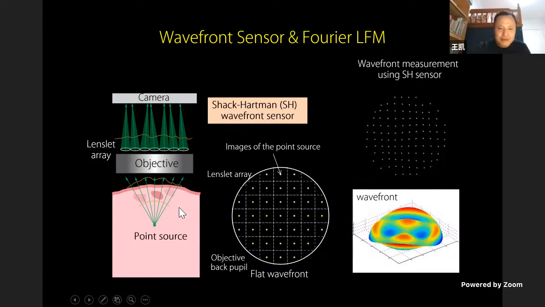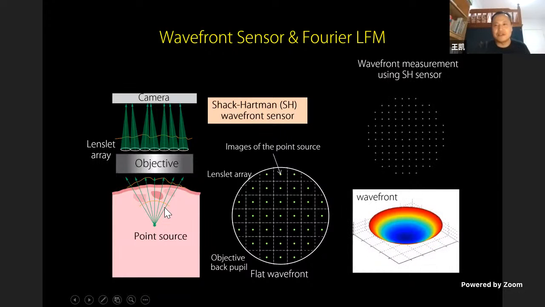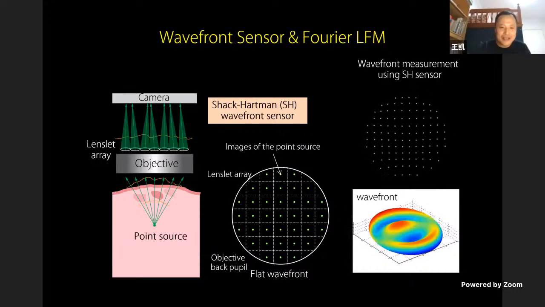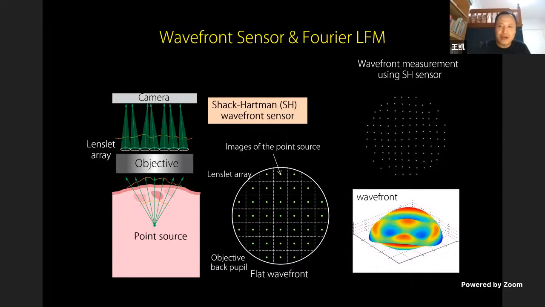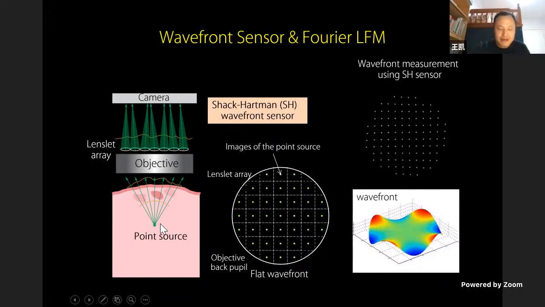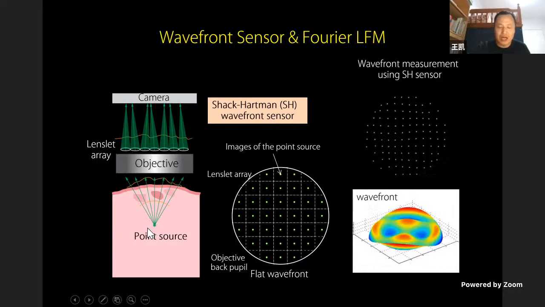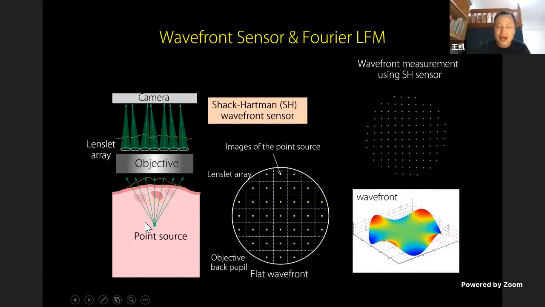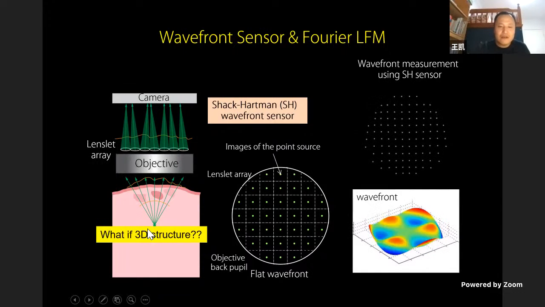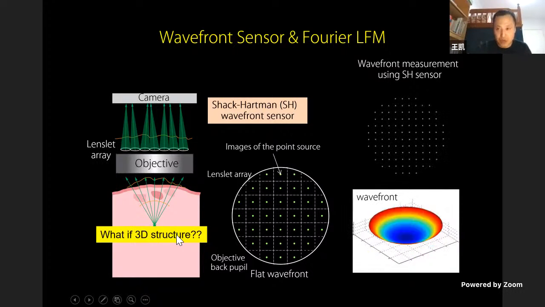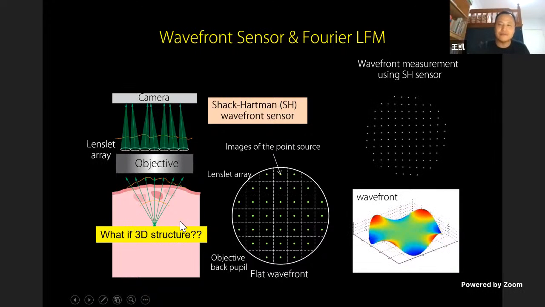So to make this device work, which was originally introduced in astronomy, in that case you always have a point-like source. But when we try to make it work in a biology sample, we worry whether we can still have a very nice point source for wavefront measurement. So we asked the question: what if this is not a point source? What if it is a three-dimensional structure? Can we still do wavefront sensing?